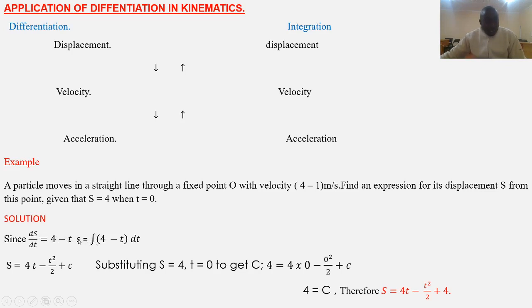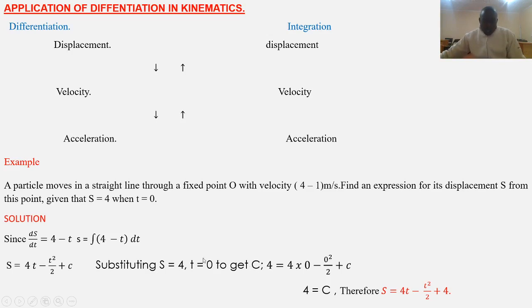So I integrate this velocity with respect to t. It gives me 4t minus t squared over 2 plus c. Now I substitute s equals 4 and t equals 0 for me to get the value of c.